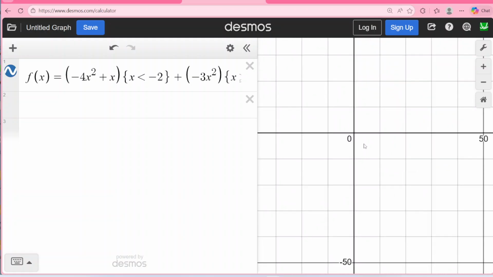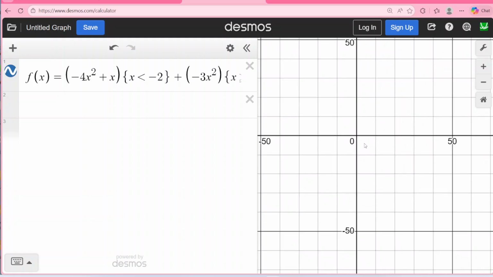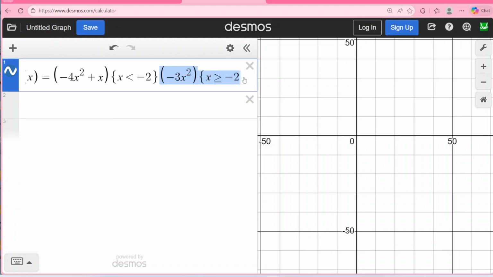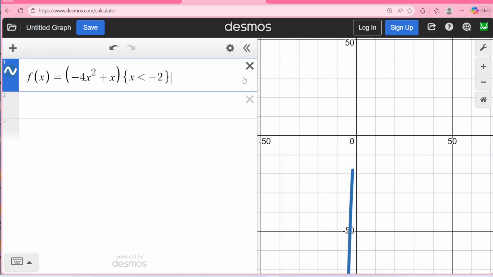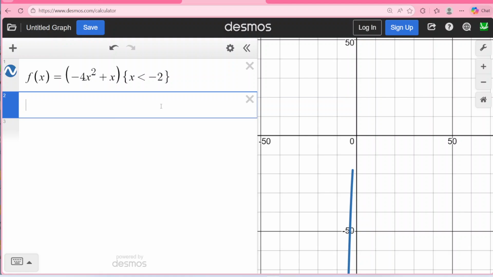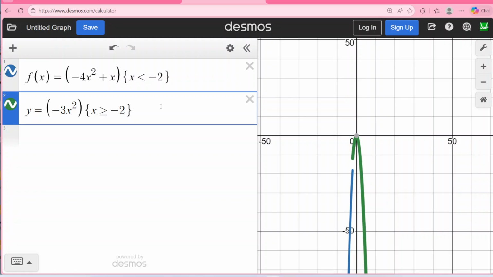Oh, sorry. I should have put that on a separate line, not plus. Let me just copy and paste that. My apologies. It was a different thing I was thinking of, a different site. So I'm going to just copy and paste this down here. So I'll just do y equals. Okay, so there's the other piece of it.